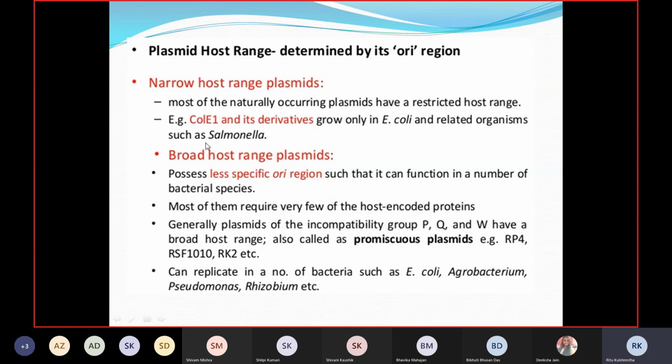And then there are certain plasmids which have a broad host range. It means that these plasmids can exist and replicate in multiple bacterial species. And why do they have a broad host range? Because they are comparatively less dependent on the bacterial host for their replication. Because they are less dependent on the host, it is easier for them to exist in multiple host strains.